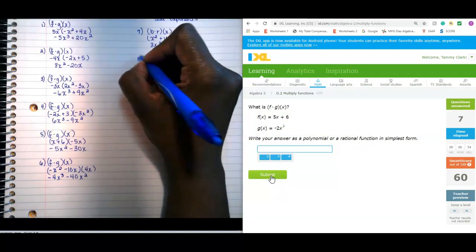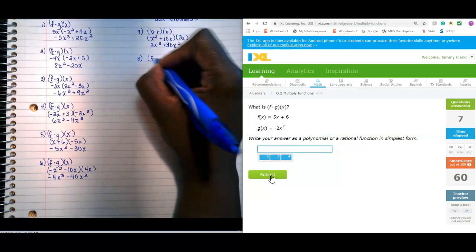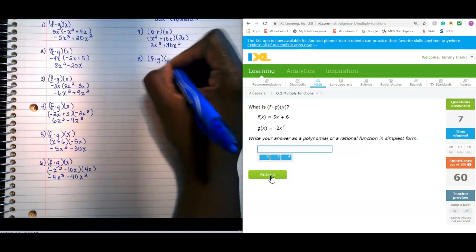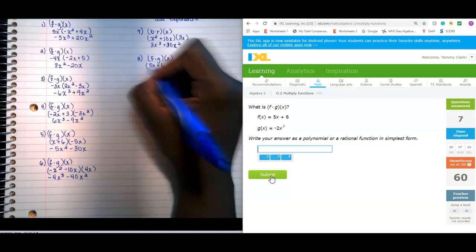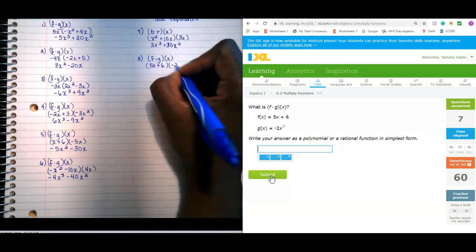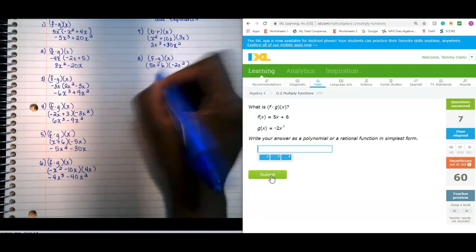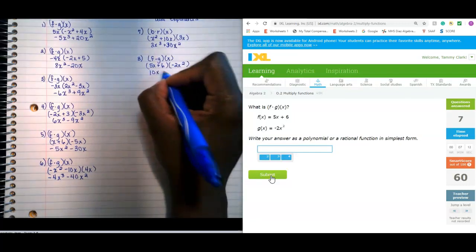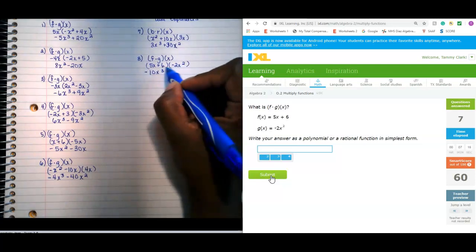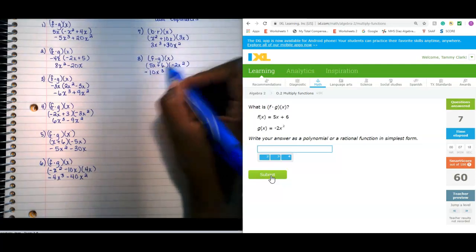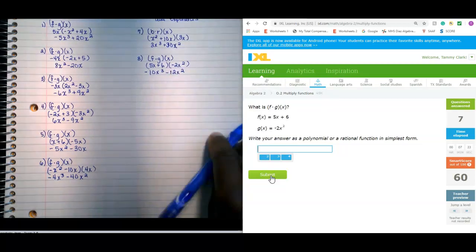Number 8. Again, what is f of x times g of x? So we've got 5x plus 6 multiplied by negative 2x squared. So negative 2x squared times 5x would be negative 10x cubed. Forgot my negative. And then negative 2x squared times 6 would be negative 12x squared.